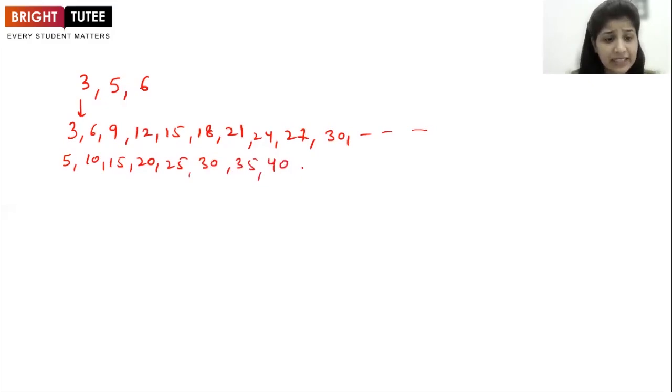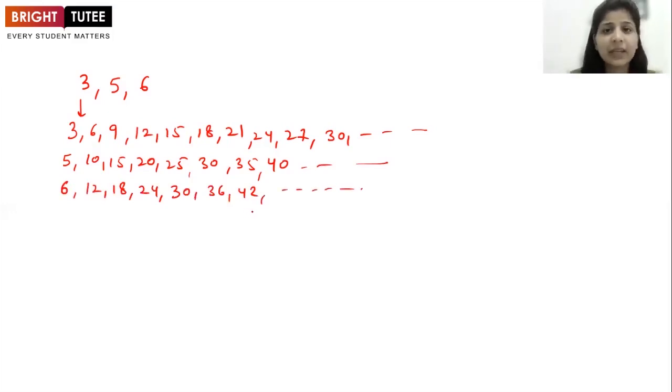If I write the multiples of 6, we can definitely write in a similar way. The first multiple of 6 would be 6. Then it is 12, 18, 24, 30, 36, 42, and they keep going, there is no end to the multiples, right? There are infinite multiples. So if I ask about the common multiples of 3, 5 and 6, all three of them, let's see which is the first number that is repeated in all three of them.